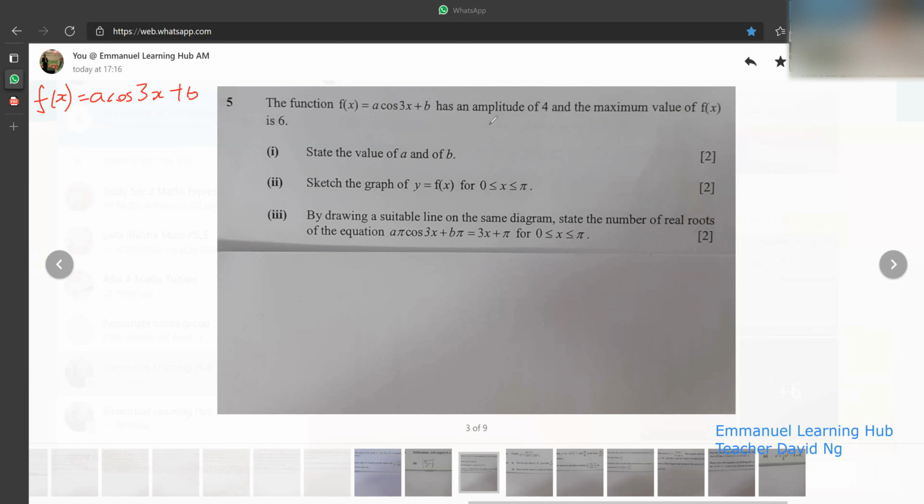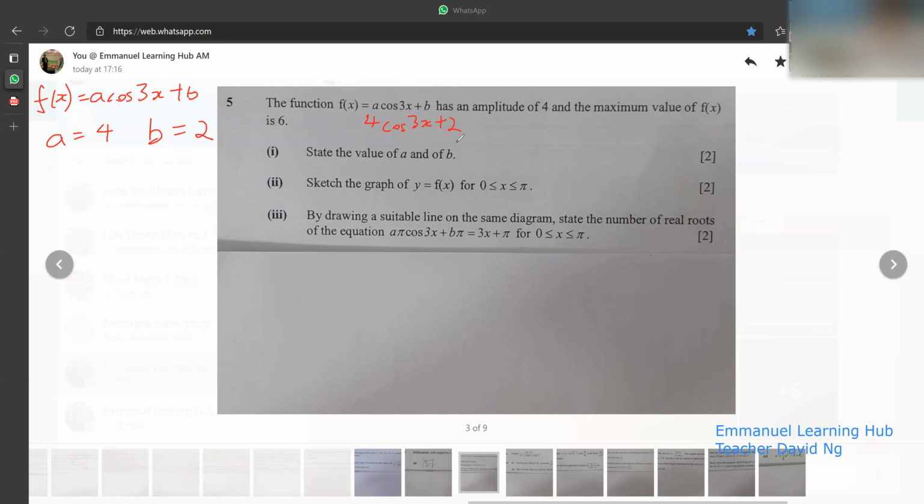Okay, it has an amplitude of 4, and the maximum value of f(x) is 6. That means my a is equal to 4, and my b is equal to 2, because 4 plus 2 is 6. So you understand? Okay, then we settle that part now. Therefore your f(x) is 4 cosine 3x plus 2.